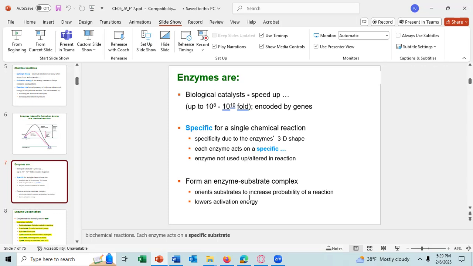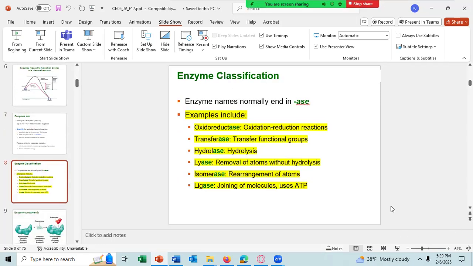Each enzyme works specifically on one specific substrate. And that's an oversimplification, but it's good enough for this class. Any question about any of that? All right. Enzymes normally end with ASE.